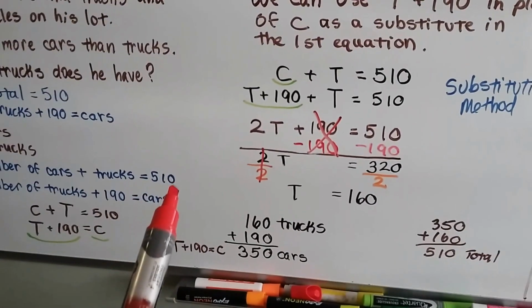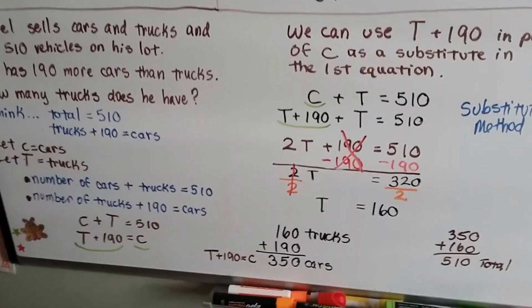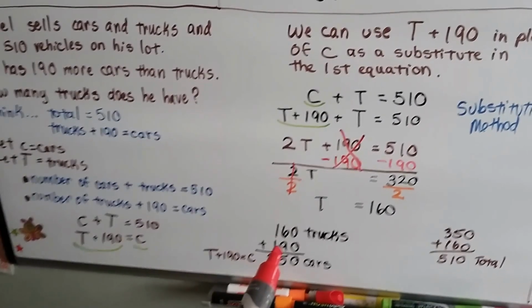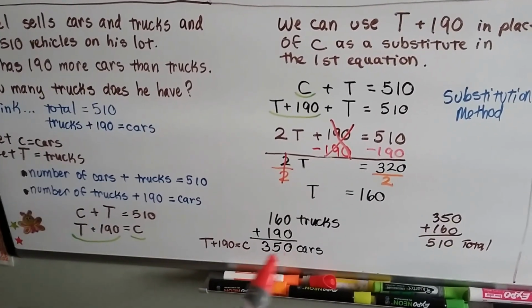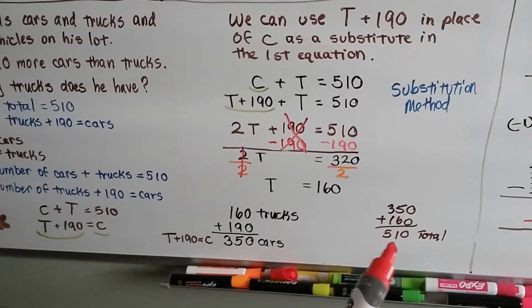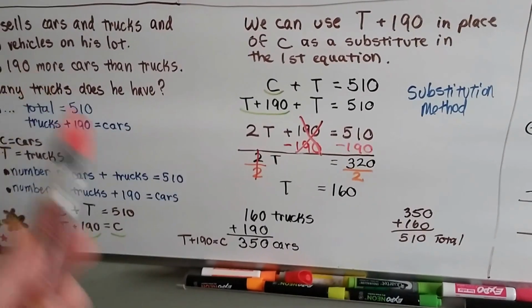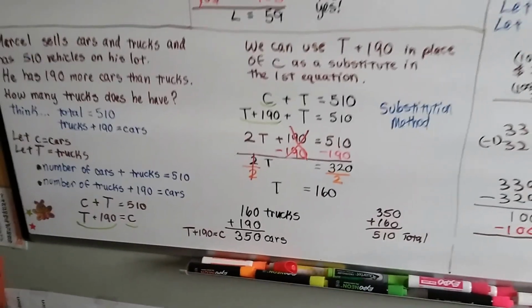Now we could go further if we wanted to. It only said to find out how many trucks he has, and we know that's 160. Well, we also know that if we add 190 to that, because T plus 190 is equal to the cars, we could figure out how many cars he has. He has 350. And if we add the 350 and 160 together, it's going to equal 510, his original total. See? So it all works out really well, and we know we did it correctly.